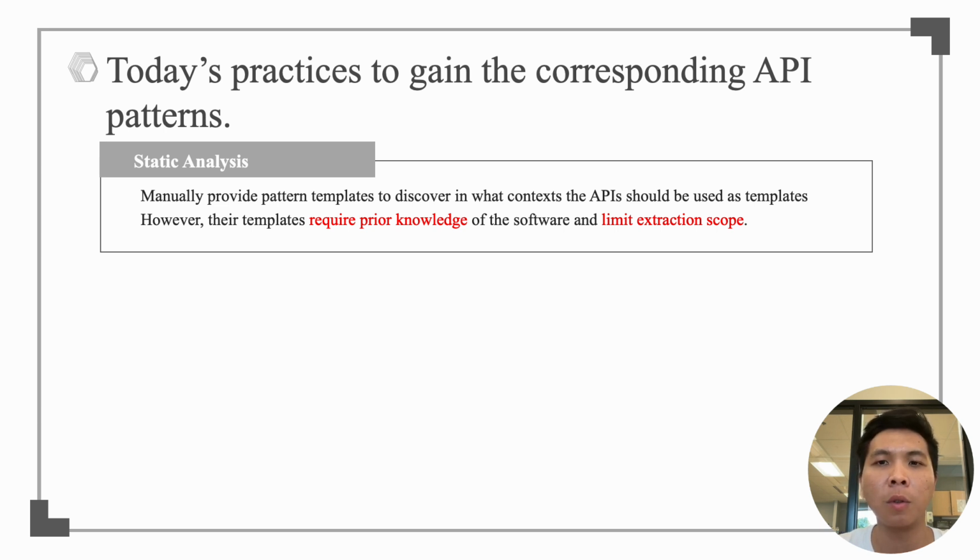Existing research on extracting API patterns can be broadly classified into three categories. The first category focuses on extracting API patterns from the source code. Most of them manually provide pattern templates as prerequisites and try to discover in what context the APIs should be used as templates. However, their templates require prior knowledge of the software and limit their extraction scope.